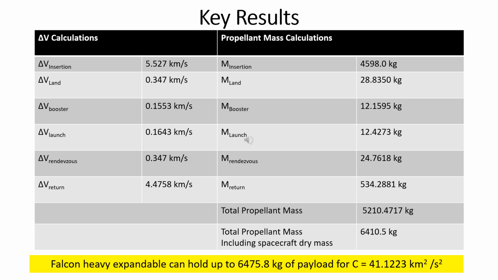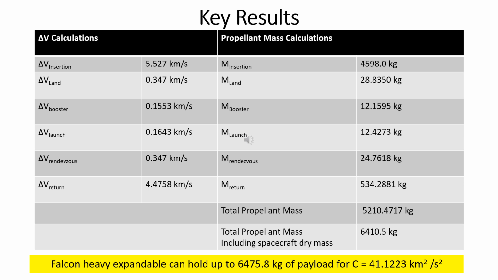These are the key results of the entire mission series. Starting with the delta V calculations, we have our first delta V burn, which is the insertion burn, to circularize the spacecraft. Once the spacecraft is circularized, we have a delta V land and delta V booster for the lander to land on the surface of Ceres. We then have a delta V launch and delta V rendezvous for the lander to launch and rendezvous with the spacecraft. Once the lander rendezvous with the spacecraft, it will begin a refueling session and orbit around Ceres for an optimal time to leave Ceres.